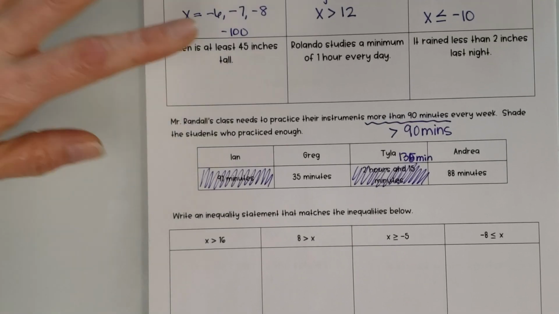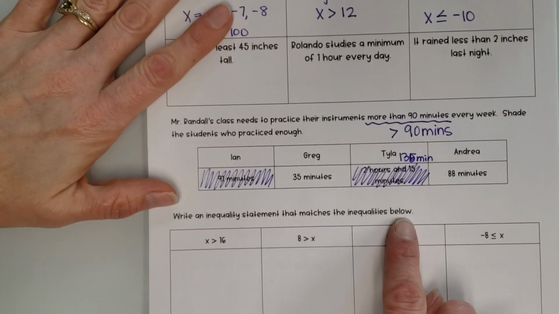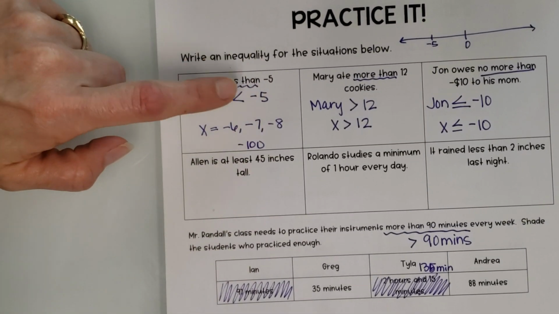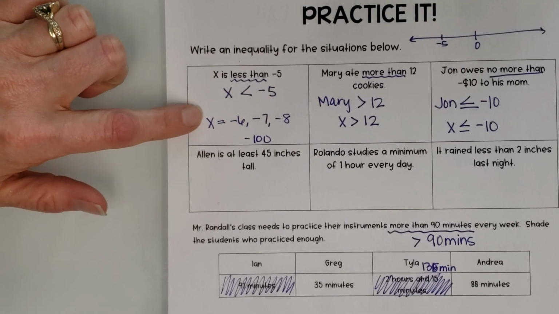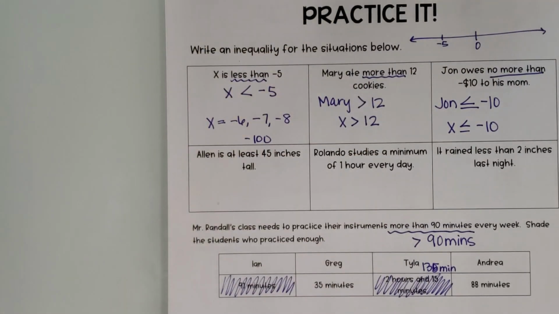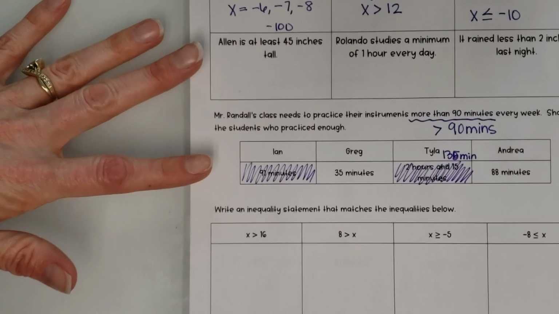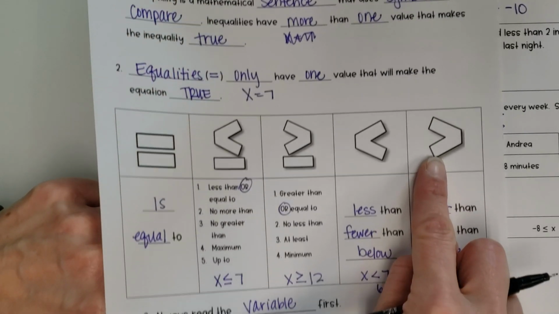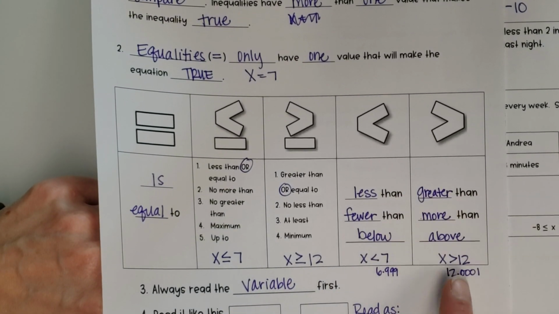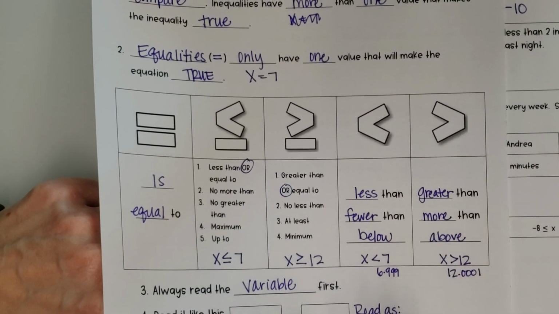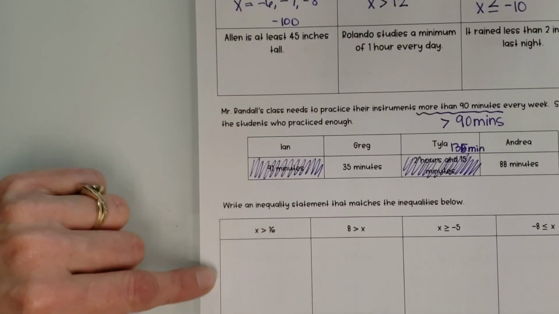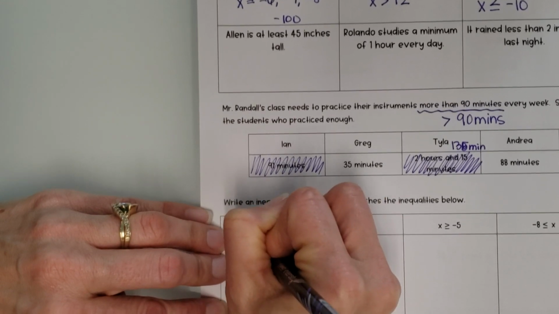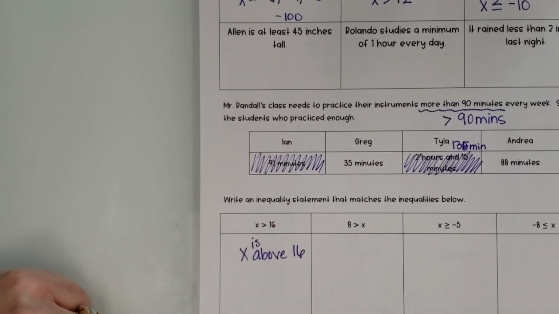Now we want to write an inequality statement that matches the inequalities below. Basically, we're doing the opposite of up here. We have these, and now we want to do what's up here. You can just do them like this one. You don't have to make up a story problem unless you want to. I'll do the first 2 with you. This symbol is this symbol right here. We can use any of these that we gave, and there may even be other ones you can come up with, but we'll use above. So x is above 16.